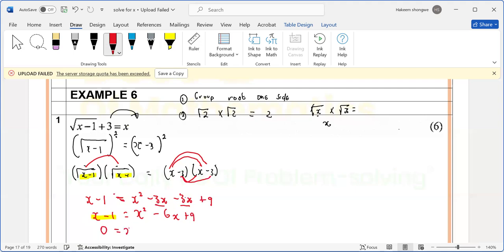And then I'm going to have x squared, which is this one. Now, this x here is positive. When it gets that side, it's going to become negative. So I'm going to have minus 6x minus x. This one here, it's negative. When it jumps the sign, it's going to become positive. So I'm going to have 9 plus 1.